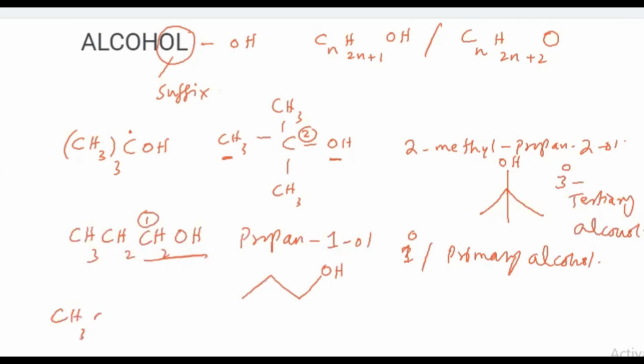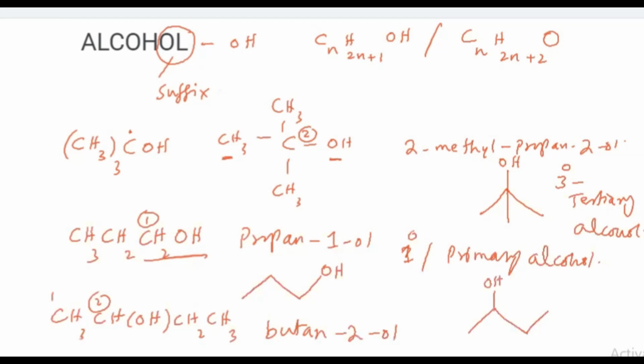If we add the OH group, like here, now this is the first carbon, this is the second carbon. So this compound is butan-2-ol. If we draw the skeletal formula, this is the skeletal formula of butan-2-ol. Now this is CHOH. This is CH2OH and this is COH. This is 2-degree or secondary alcohol.